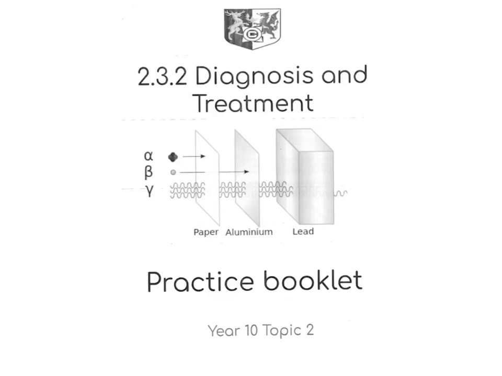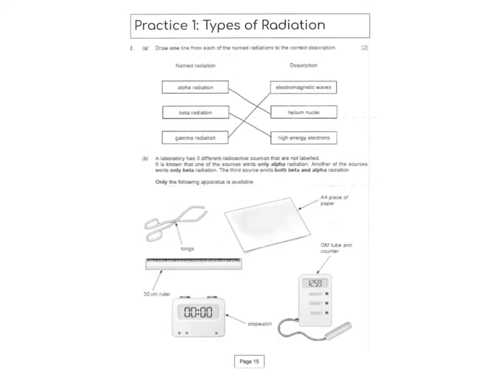Okay, so this is the answer booklet for 2.3.2, diagnosis and treatment. The first question then is on types of radiation. Draw one line from each of the named radiations to the correct description. So, first one, alpha radiation, and it is our helium nuclei. It contains 2 protons and 2 neutrons. Beta radiation then is a high energy electrons, and our gamma radiation is our electromagnetic wave.